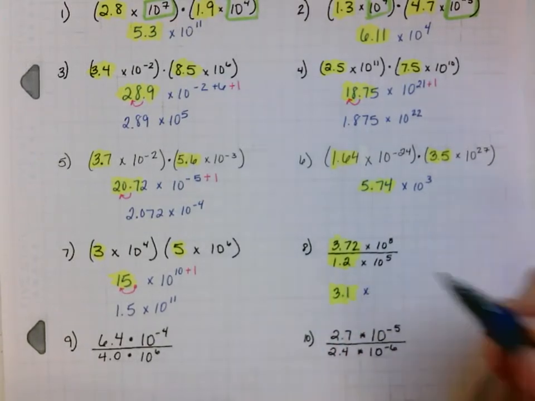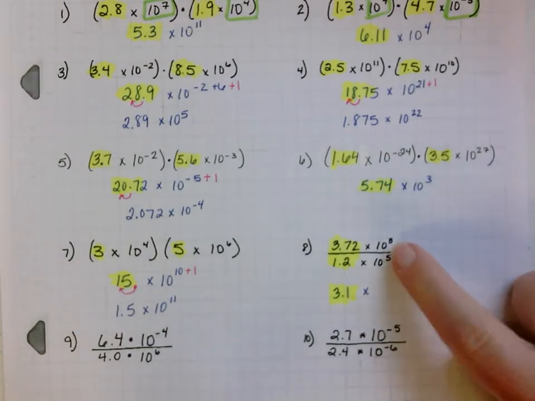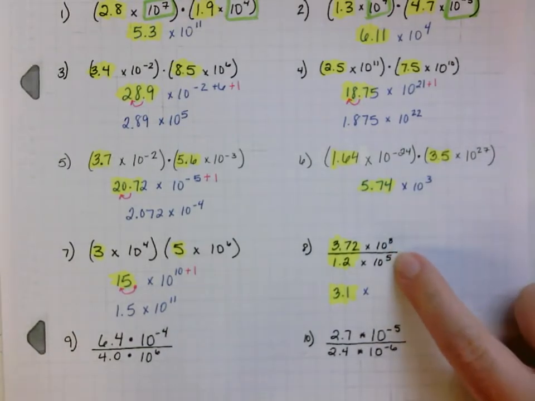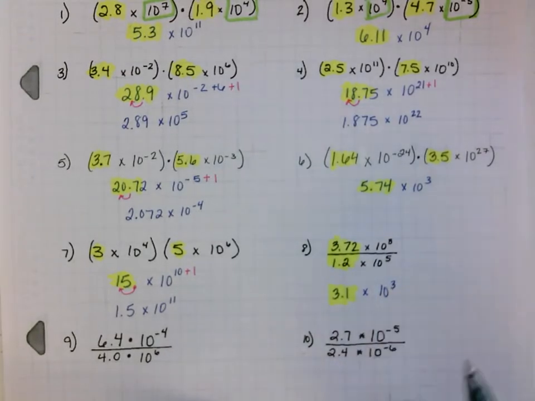And then when we look at our powers, we use our quotient rule, which says that I can do 8 minus 5 because my powers are being divided. So that will give me 10 to the third. This is in proper form because 3.1 is in between 1 and 10, so I'm good to roll.